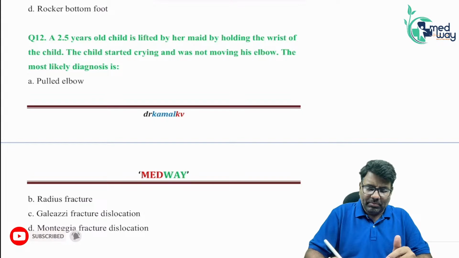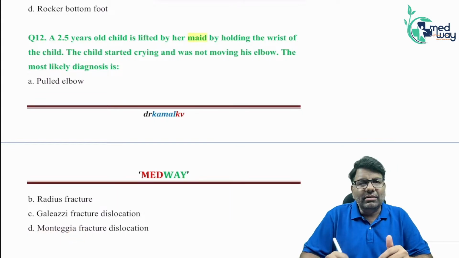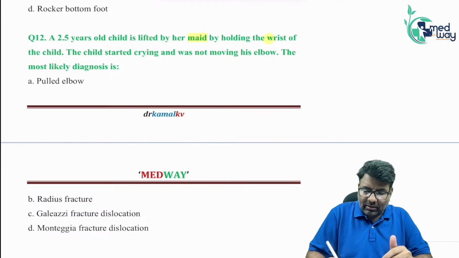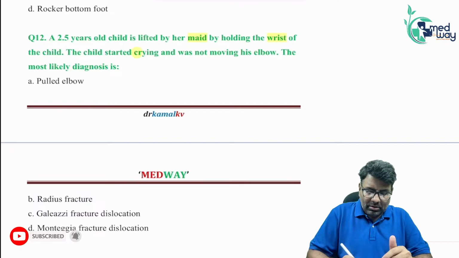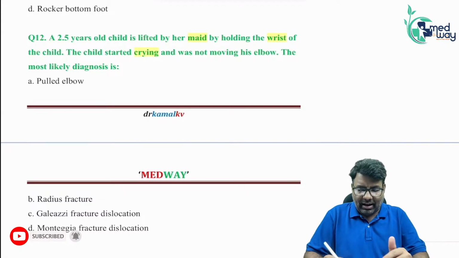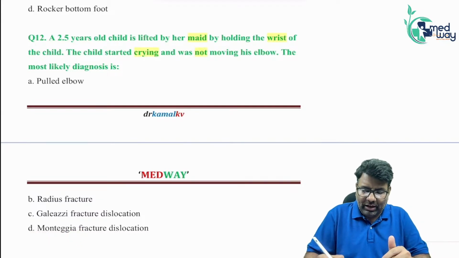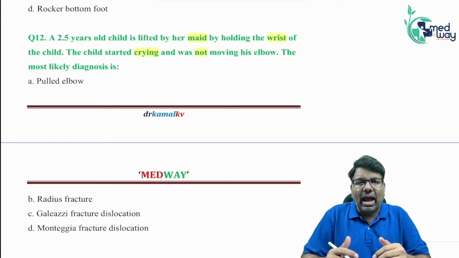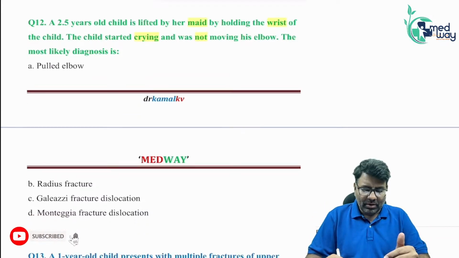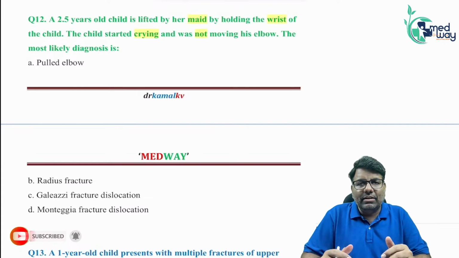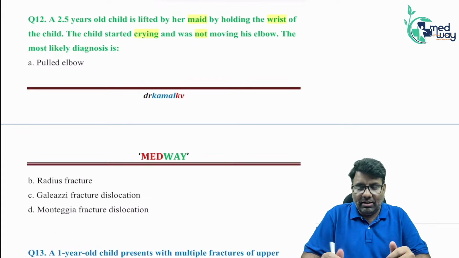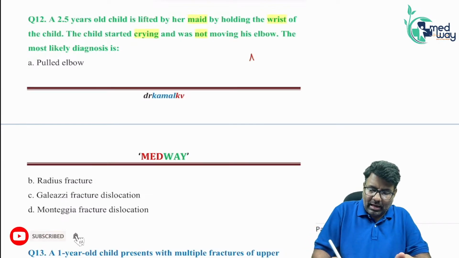Now next question: a child is lifted by a maid holding the wrist of the child. After this, the child started crying and was not moving his elbow. What could have occurred here? Now here the maid has lifted the child through the wrist. It means there is an axial pull.